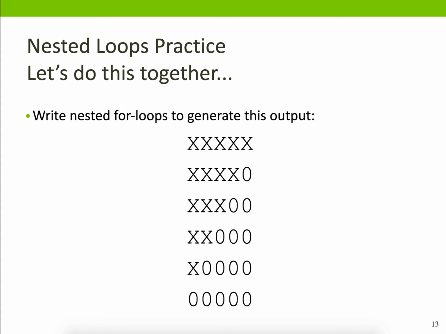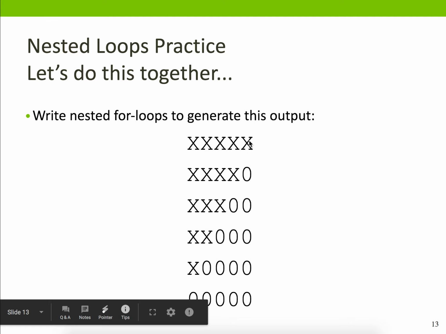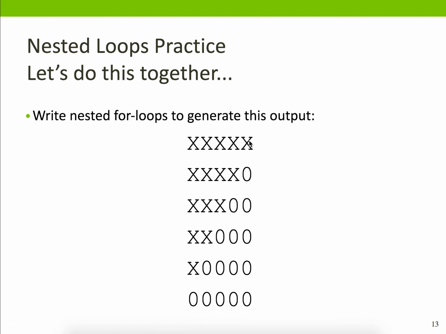So let's go on. We're now going to go to our coding exercise. What we're going to do is nested for loops, and we're going to output these 6 lines together. Do you see how we have these x's and zeros? X's and O's. I don't feel like hugs and kisses today, so we're going to go with x's and zeros.